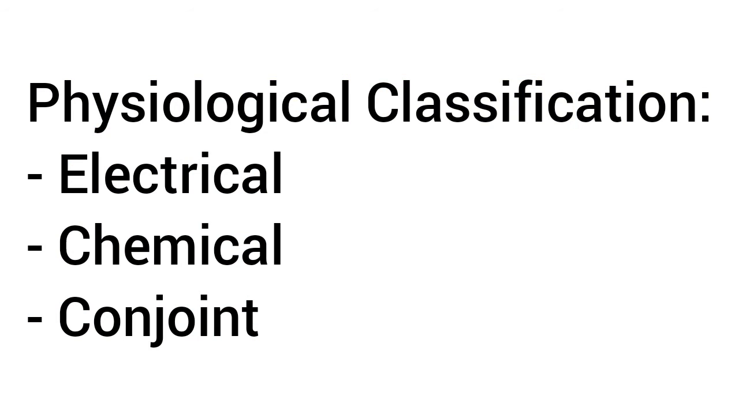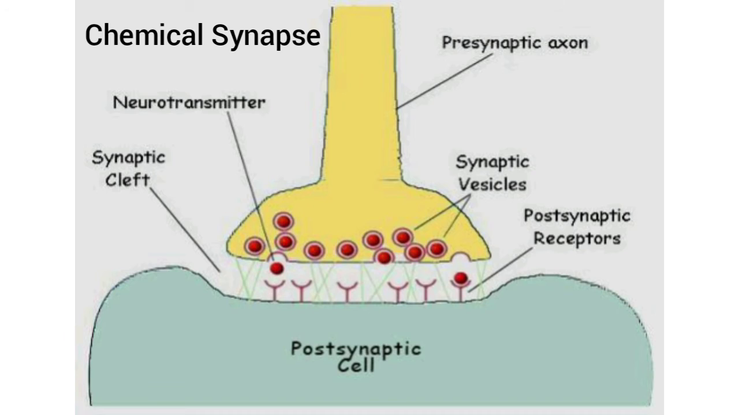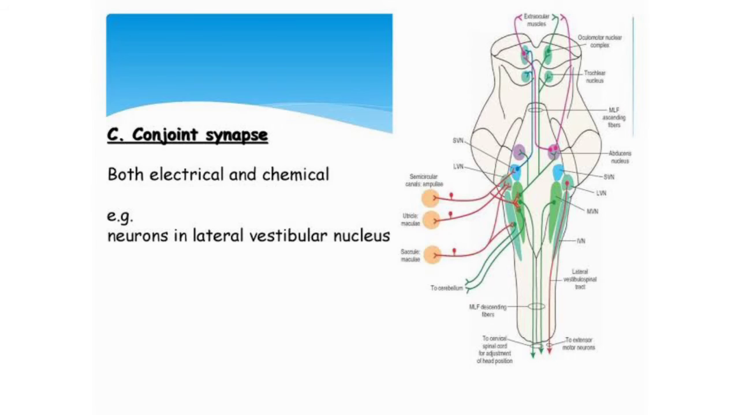Now, physiological types: they are electrical, chemical, and conjoint type. In electrical synapse, the transmission is through gap junction. It is bidirectional. And in chemical synapse, the transmission is through neurotransmitters. It is unidirectional. And in conjoint, both electrical synapse and chemical synapse act.